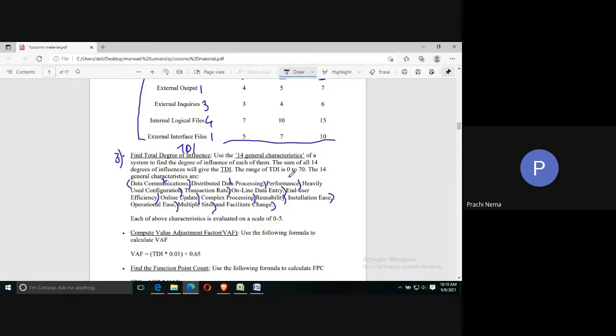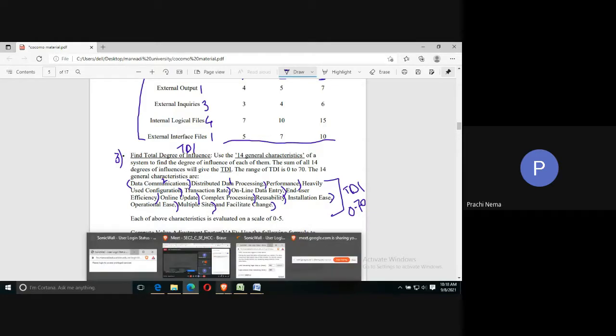The scale will be 0 to 5, and then we will sum up all these numbers and calculate TDI. Summing up all these will give us the value of TDI, and the value of TDI must lie between 0 to 70. Since these characteristics are evaluated on the scale of 0 to 5, similarly TDI's value, when we sum up all these characteristics, must be between 0 to 70.